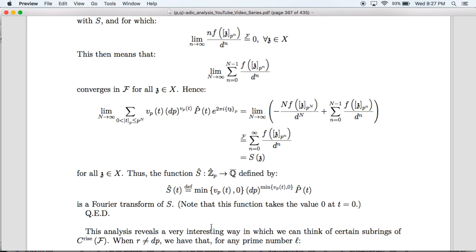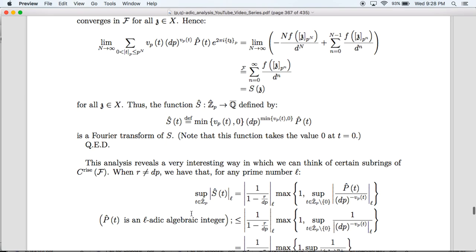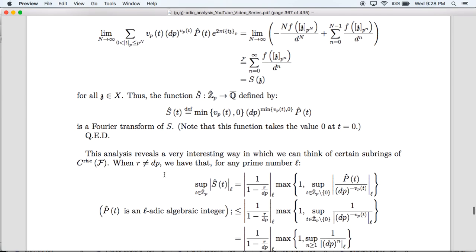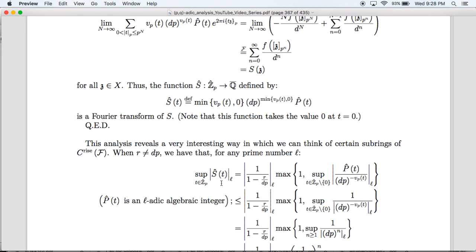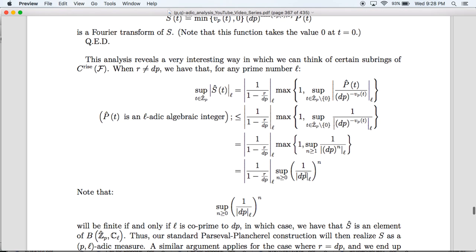So what this analysis reveals is a very interesting way in which we can think of certain subrings of C rise of f. When r is not equal to dp, we have that for any prime number L, the L-adic absolute value of s hat of t, just go through the motions, is this thing. So this right here will be finite if and only if L is coprime to dp, in which case s hat will be L-adically bounded. Thus, our standard Parseval-Plancherel construction will then realize S as a p L-adic measure, and then S hat is the Fourier-Stieltjes transform of that measure.